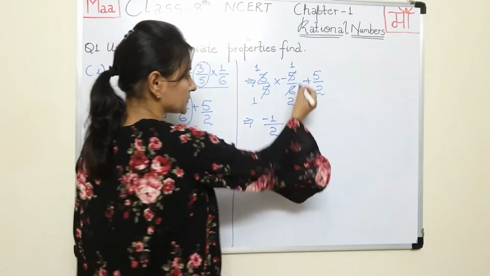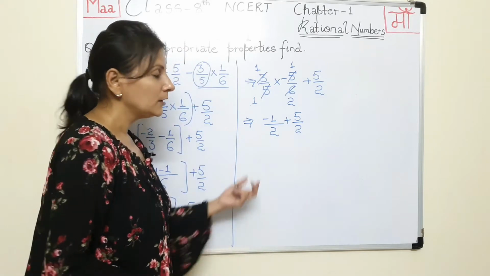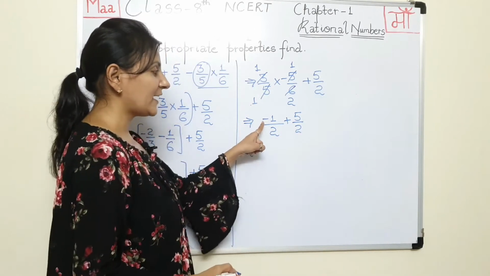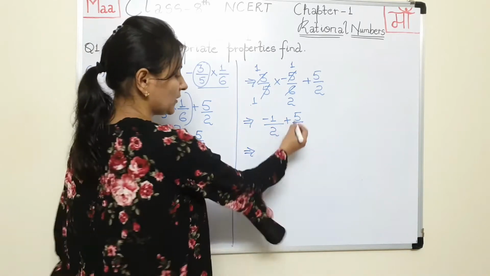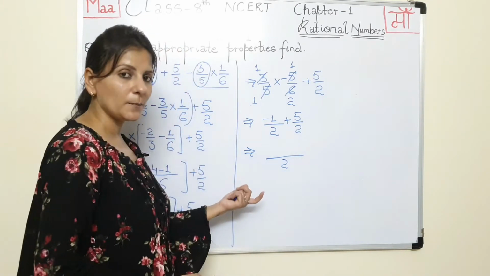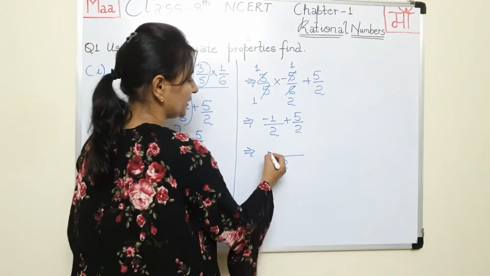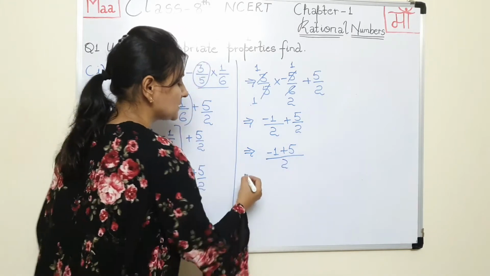In the denominator plus 5 upon 2. Okay, now you can see we got two rational numbers here, one with negative sign, one with positive sign. So minus plus is minus, so we have to do subtraction here. Denominator is same, so we will take one common denominator, and whenever the denominators are same, the numerators come same only. So minus 1 plus 5.